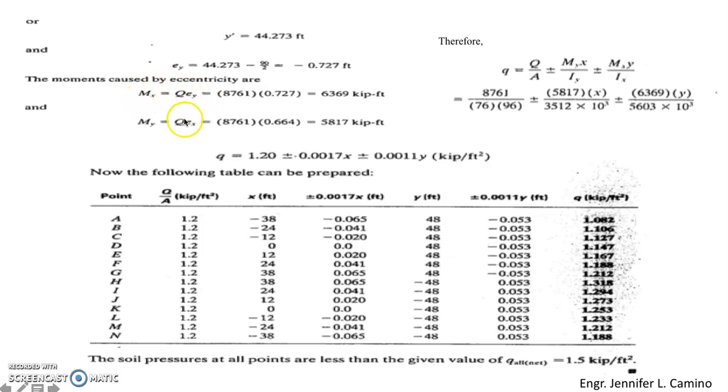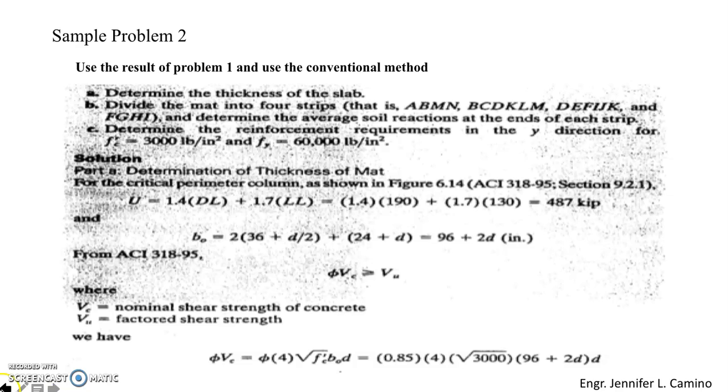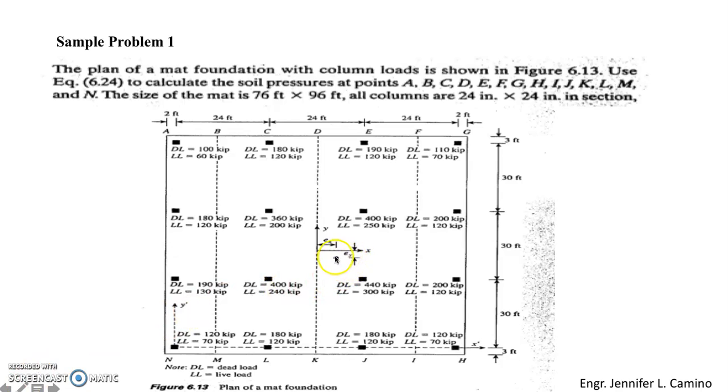So if we're going to compute now for the moment caused by eccentricity, so this is the centroid of our mat foundation. From the mat foundation, this is the location of our e sub x, and this is the location of our e sub y. So this is y, this is x, so this is e sub x, and this is our e sub y. So positive e sub x and negative e sub y.